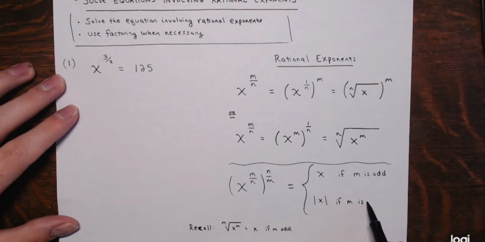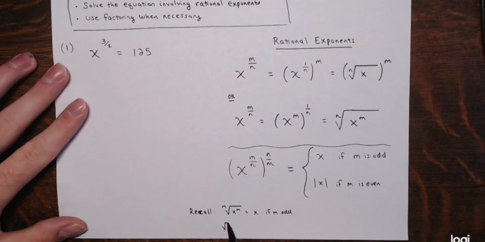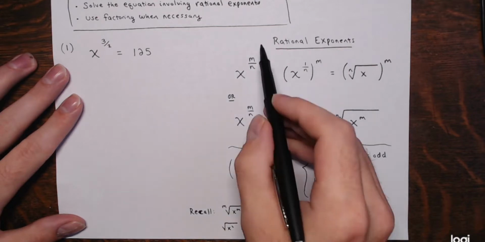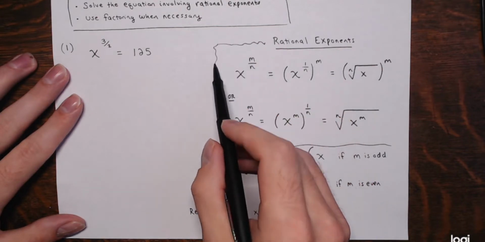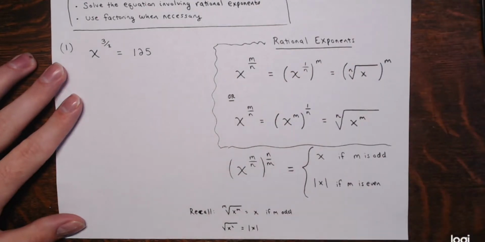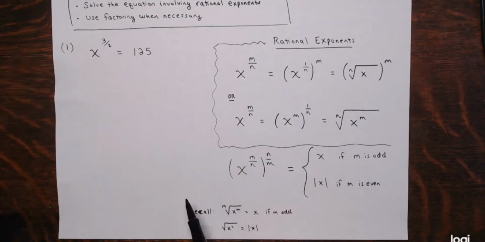Right, if m is an even number, remember the square root of x squared was the absolute value of x, not just x, because this root symbol was asking for the principal root, the positive one, not the negative one. But again, the most important stuff is up top here: the different ways of rewriting an expression to a fraction power.